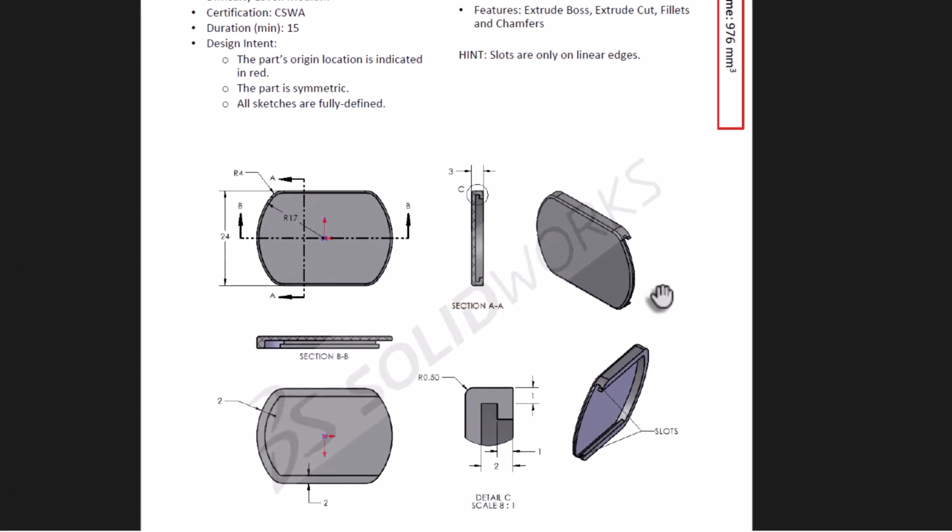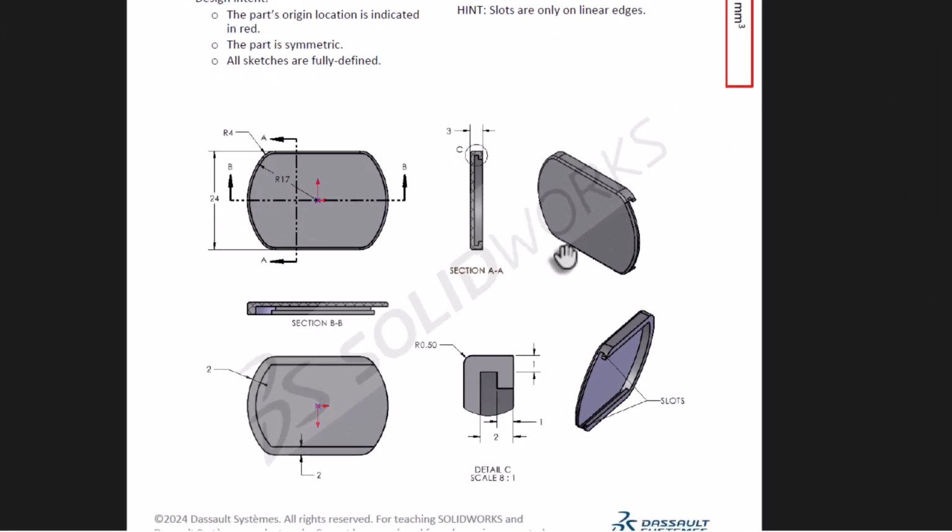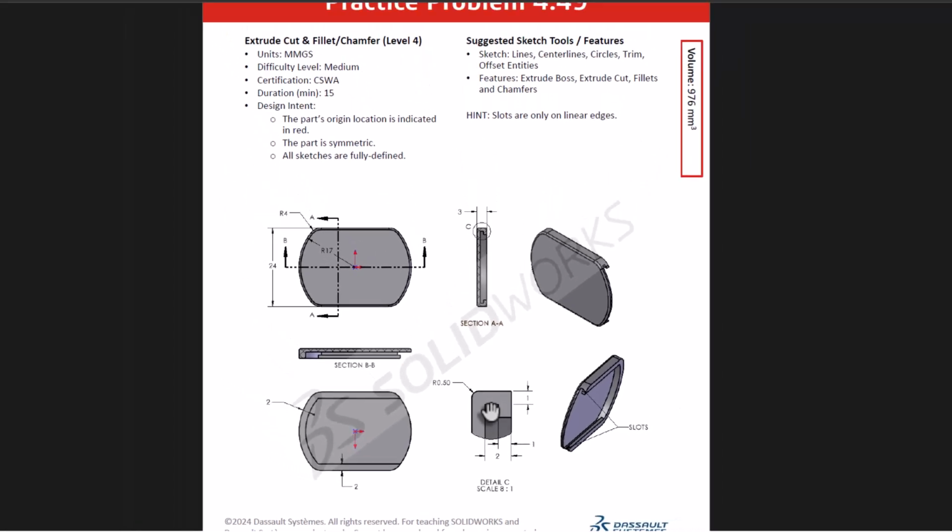In problem 4.49, we'll draw this shape in front plane. Then we'll offset by 2 mm and create this edge. And we'll remove this material. And from right plane, we're going to remove this material. But here we need to use two end condition for direction 1 and direction 2.